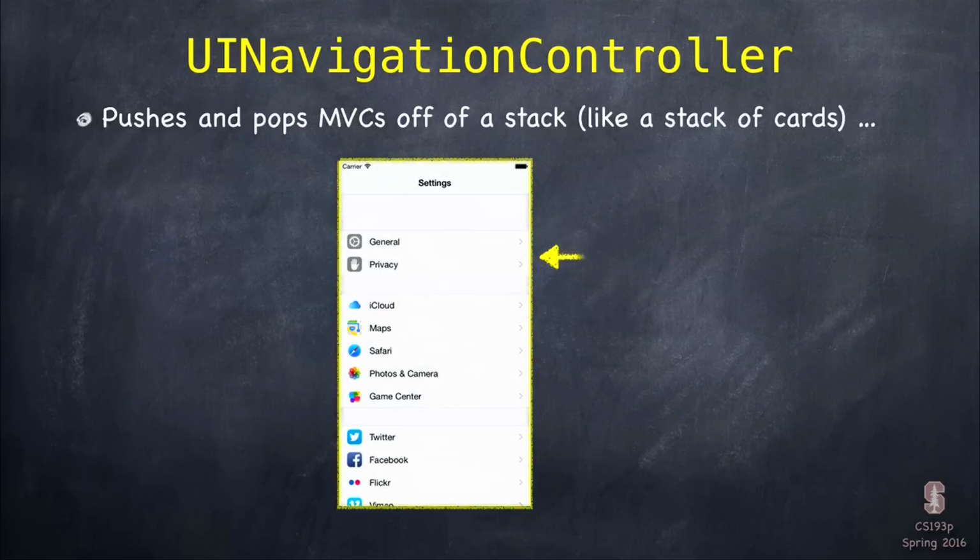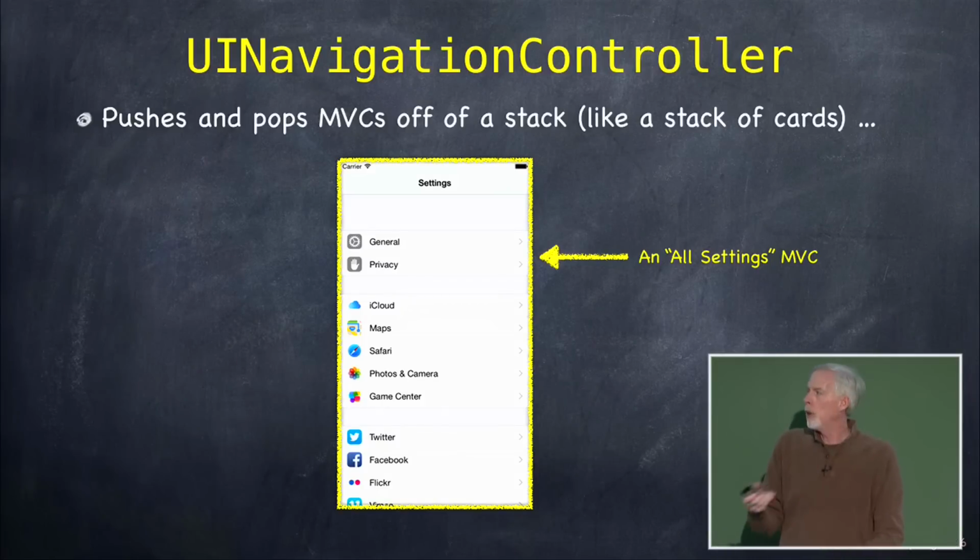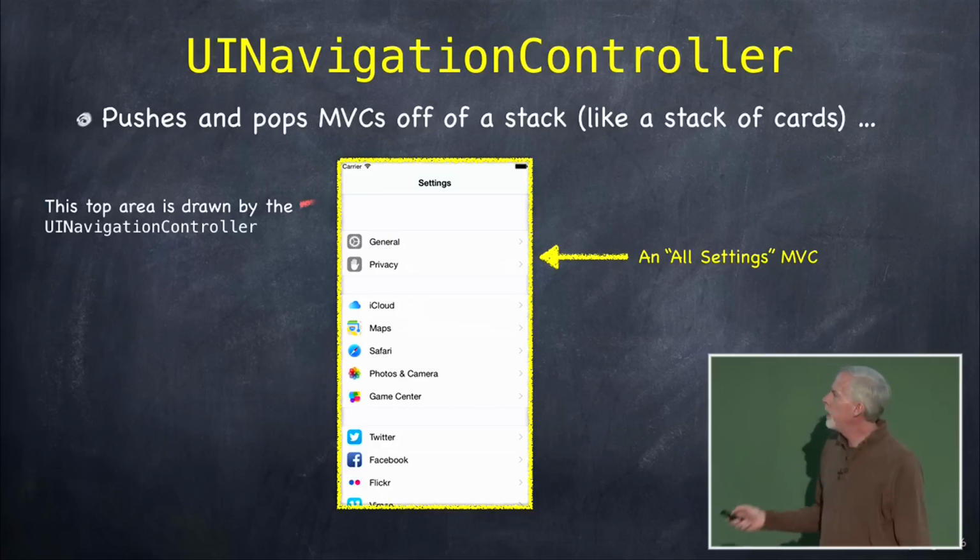Navigation controller. A navigation controller is like a stack of cards, where each card is a different MVC. Here I have an all settings MVC inside of a navigation controller. This navigation controller is responsible for drawing the title bar at the top, where it says settings, but it's not responsible for the actual contents of what's in there. That word settings is determined, just like in the tab bar situation, by this MVC.